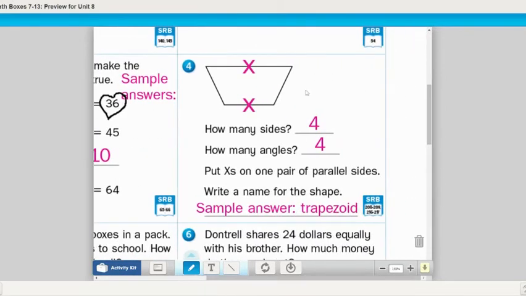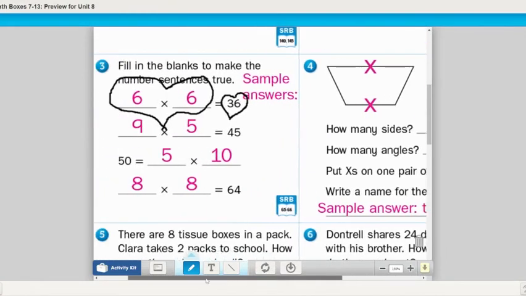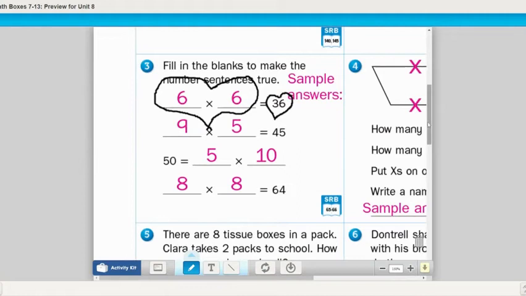Here we have how many sides? We're 4. How many angles? 4. These are the angles. Put an X on the side, so this is a side, and this is a trapezoid. It's a sample answer because you could say quadrangle, you could say polygon. There are other answers that you could have. Quadrilateral would work. Here we have our questions.